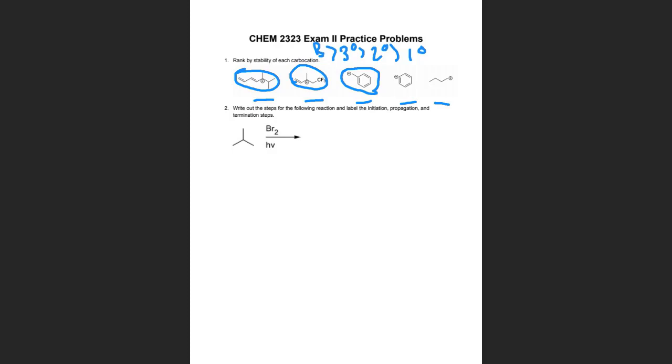So let me see if I can make a poll. One, two, three. All right, so I made a poll right now just for the three options. Out of these three, which one do y'all think is going to be the most stable? So we have one answer for three. Okay, we got a couple answers for three.